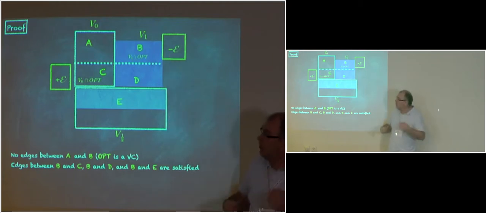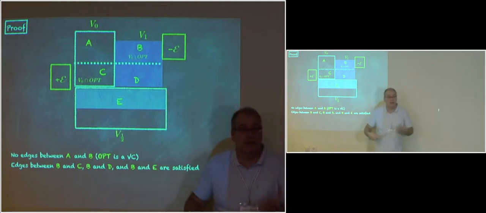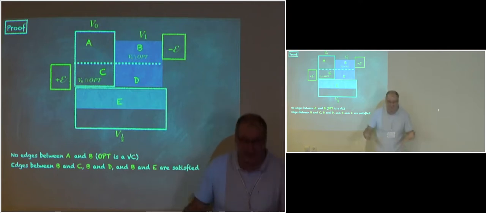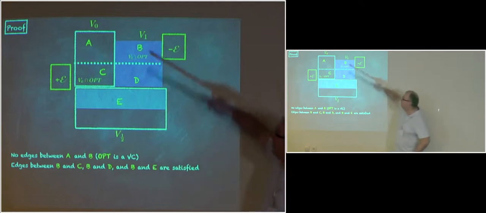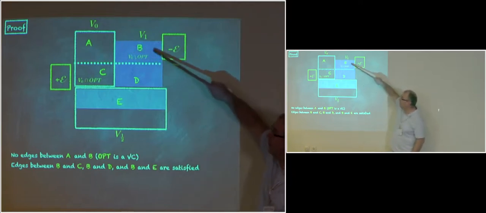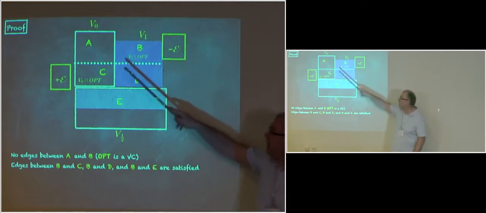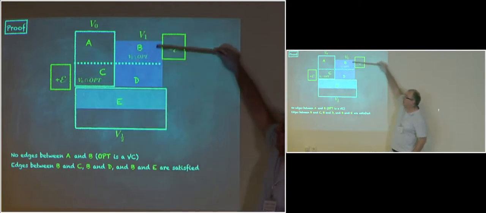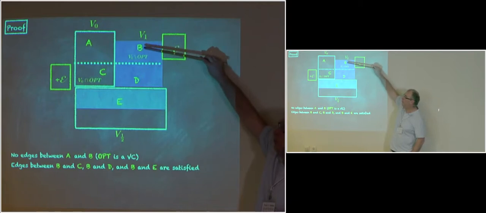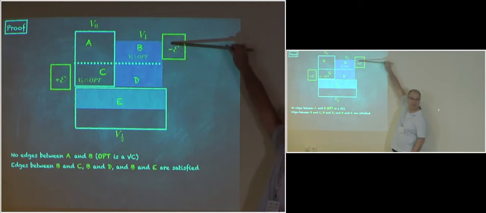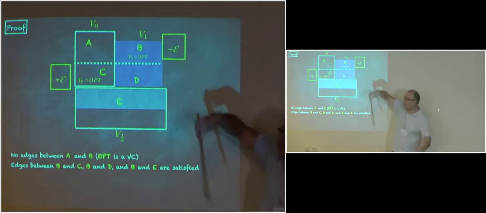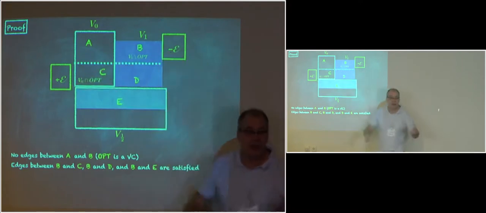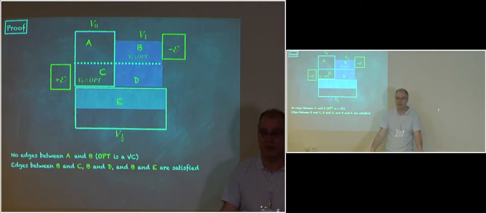But the value of this solution is smaller than the value of the solution for the linear program. Why? Because the size of this set is larger and the size of this set is smaller. I decrease the value of my solution by the number of guys living here times epsilon, and I increase my solution by the number of guys living here times epsilon. So in total, I decrease the value of my solution.